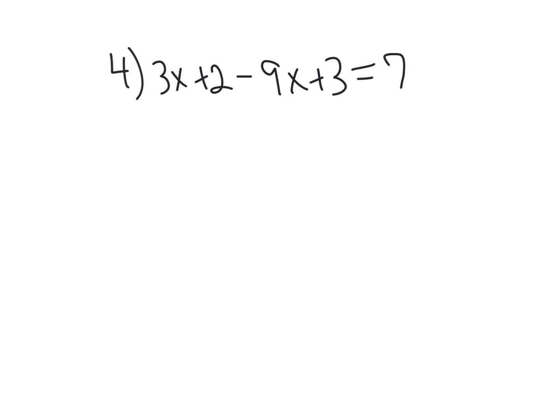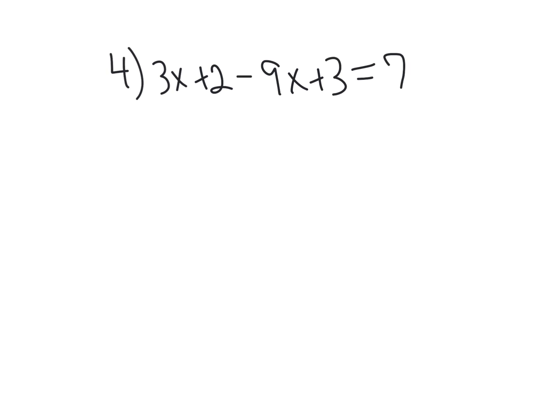Our fourth problem here has a couple of slight differences, I guess you could say. One thing is we have an extra term. We have 4 terms on the left side of the equation instead of 3. And then we have one other thing that's a little different here that we'll be talking about as we go through the problem.